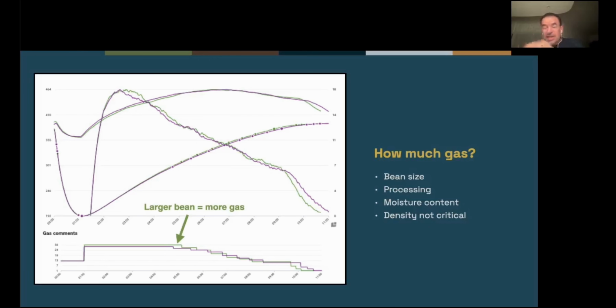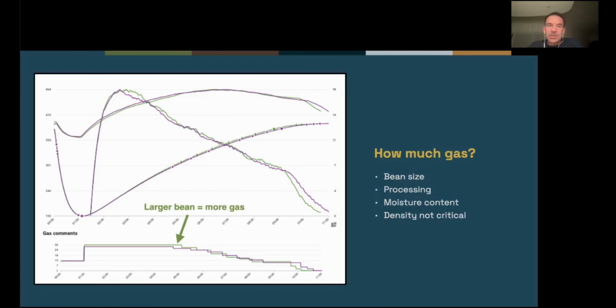How much gas a given coffee requires, of course, is very dependent on batch size, but within a certain batch size, the most important factor is the size of the beans. Larger beans need more gas. The type of processing influences the gas settings needed. So washed coffees tend to require more heat input than naturals do. Honeys tend to be somewhat similar to washed or somewhat similar to naturals. There's kind of a spectrum of honeys.